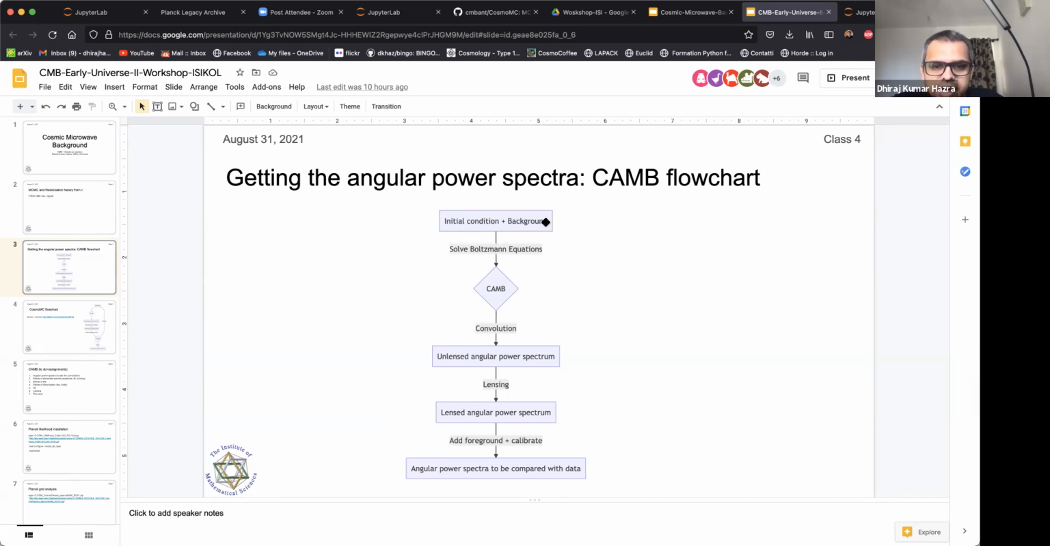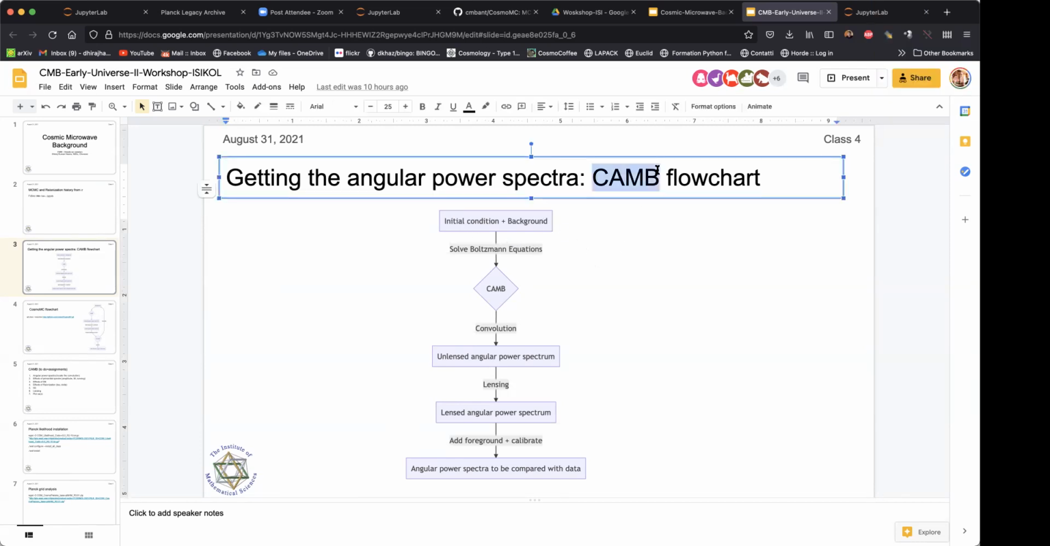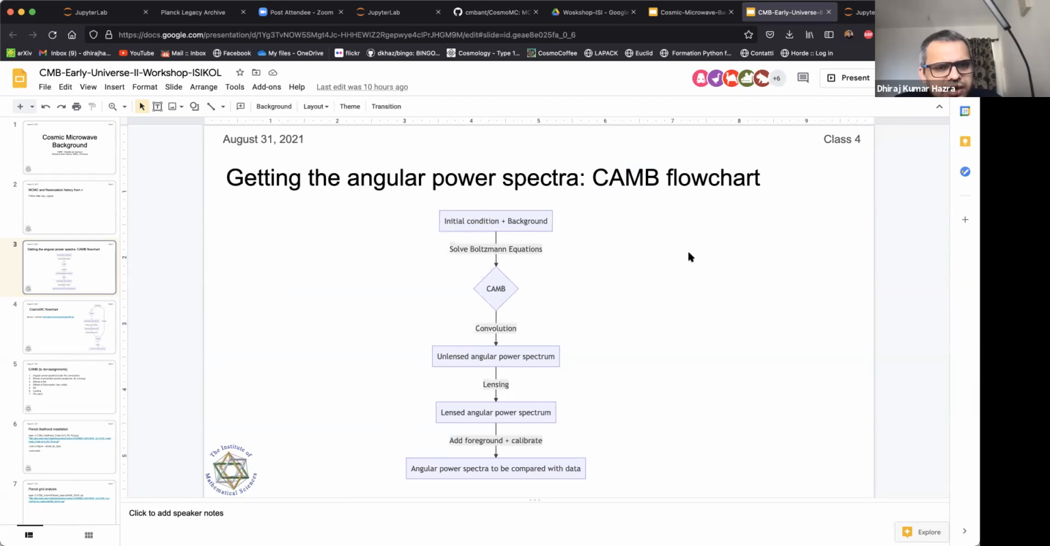Okay. Now, okay, so this is the flowchart of CAMB. I hope that you have already downloaded this. Okay, I had given some instructions of downloading a few things.